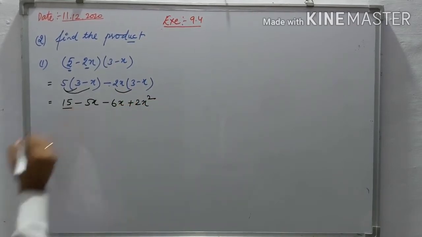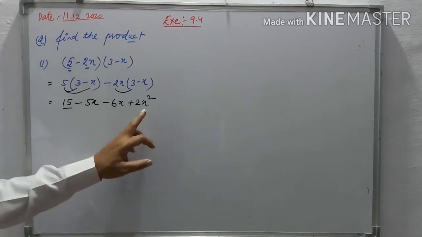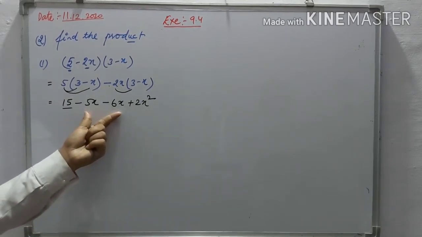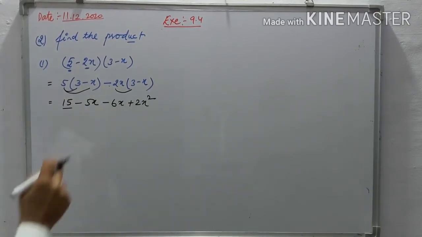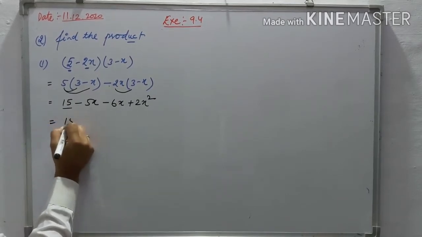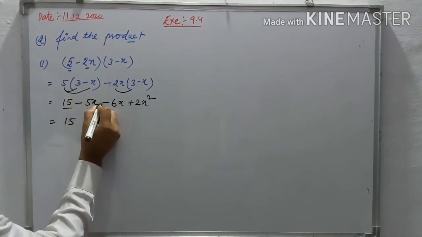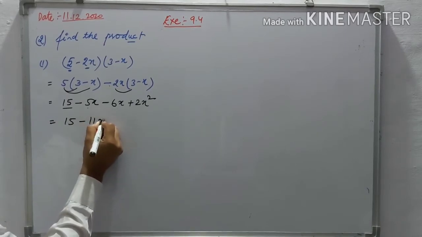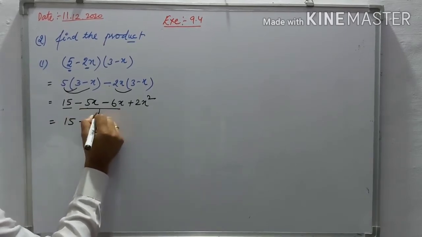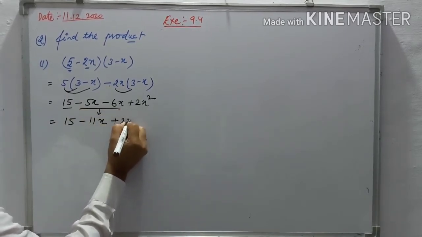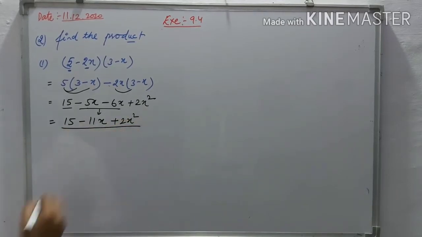Okay, 15 has no x value, and the last is x square, and the middle two terms are like terms, because both have x. Both are minus signs, so minus 11x, the sum of these numbers, plus 2x square. So the answer after multiplication is 15 minus 11x plus 2x square.